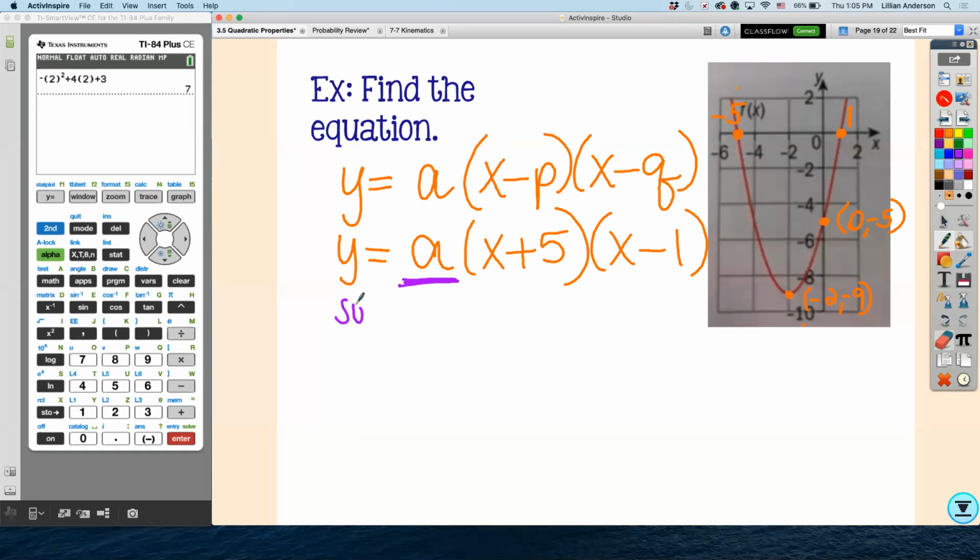We're going to use some other point on the graph to find a. I cannot use my x-intercepts because I've already used those to start writing my equation. So that means I'm either going to need to use the vertex or the y-intercept. Doesn't matter which one I use, I'm still going to get the same answer. Which one do you want to use?